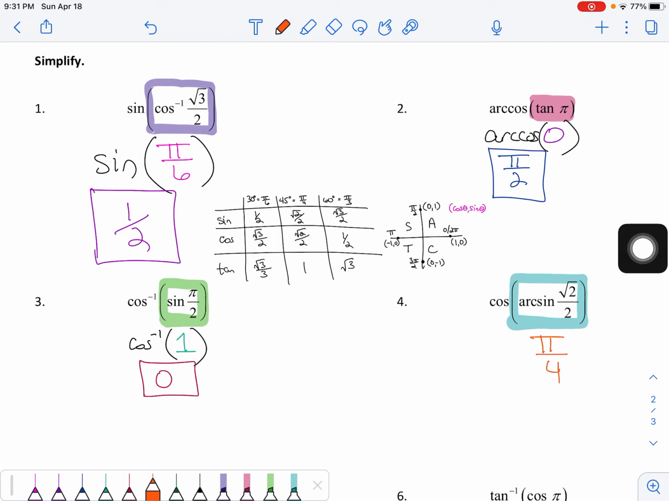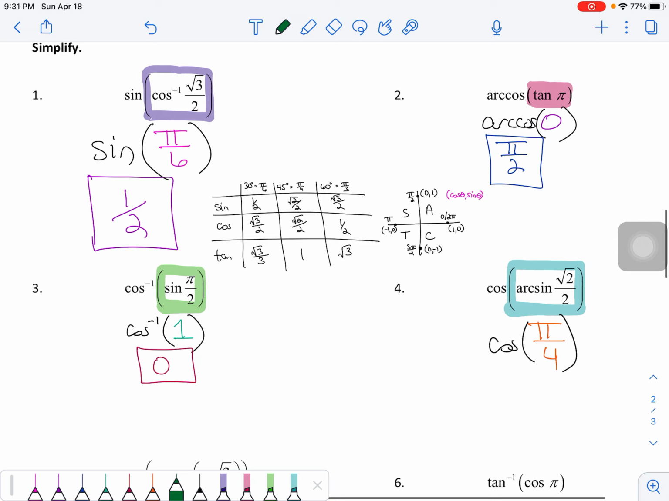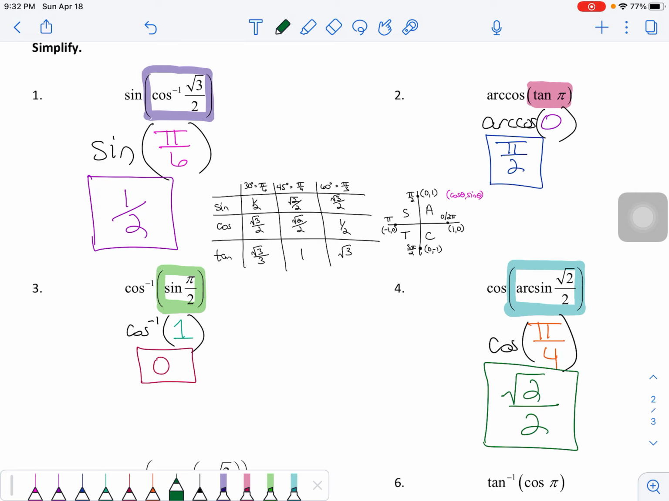So this part right here is pi over 4, and I want to know then the cosine of pi over 4. Well, cosine of pi over 4 is root 2 over 2. Now, of course, that's not going to happen all the time, but because we're dealing with pi over 4, and both sine and cosine have the same value, it just happens to be the same thing here. So root 2 over 2, no negatives or positives to worry about there. All right, so problems 1 through 4 are done.